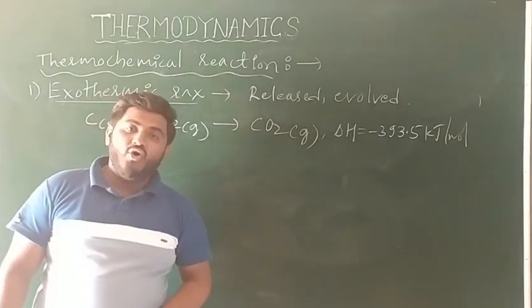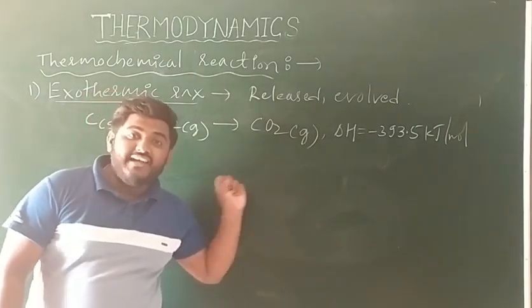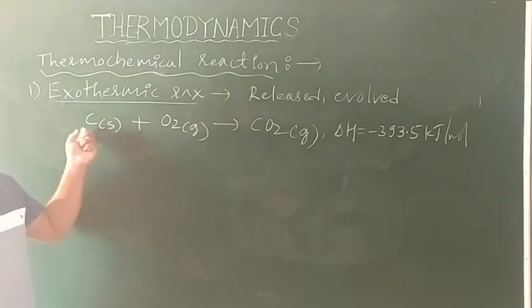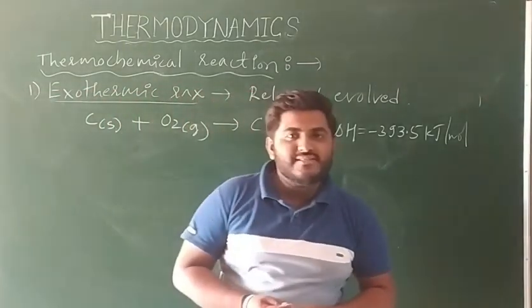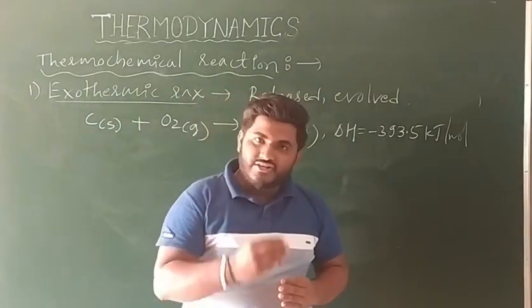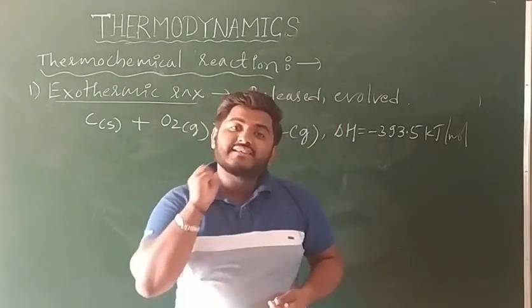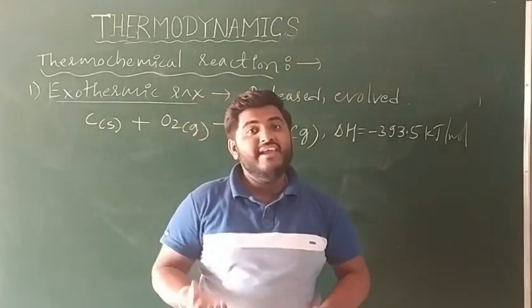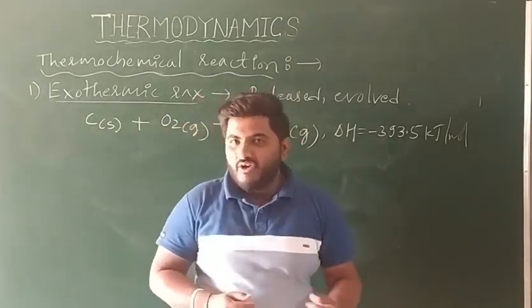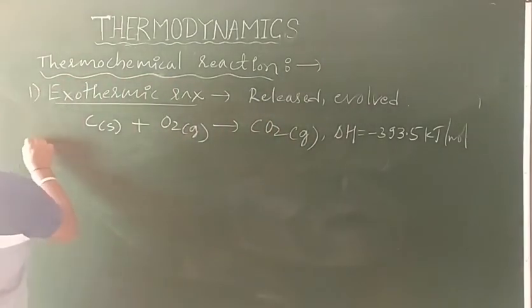Minus 393.5 kilojoule per mole of heat is released during this process. Therefore they call it an exothermic reaction. What are exothermic reactions, guys? Exothermic reactions are the reactions during which heat is released by the system. Heat is evolved by the system. Heat is lost by the system. Okay. Next one, endothermic reaction.